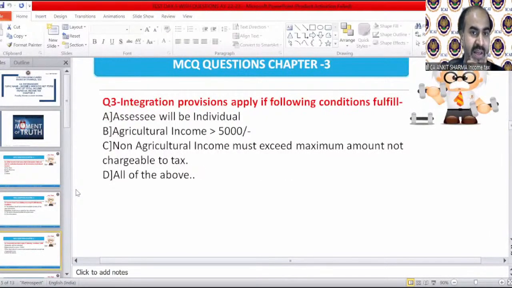Integration provision applies if the following conditions are fulfilled. What is the correct answer?